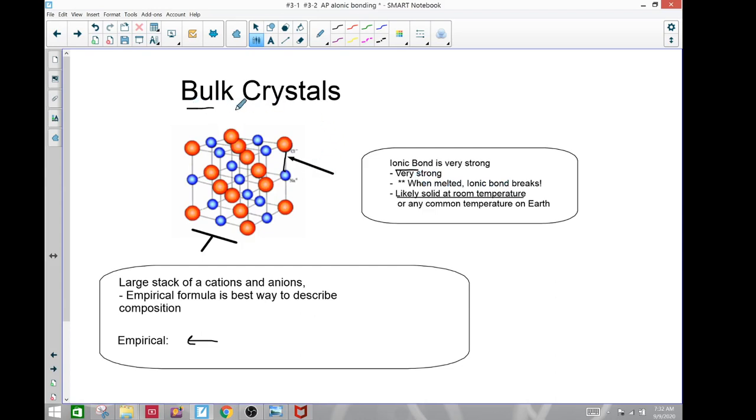So bulk crystals, one of the most unique properties of this, is just that it's a bulk crystal. Okay, and it's empirical. This is the ionic compound right here. This is what breaks. So it's such a strong bond that it is likely a solid at room temperature, and likely solid at pretty much almost any temperature on Earth, definitely on the surface. Okay. Bulk crystal, one of the most commonly tested, it has to be understood properties of ionic compounds. They're not molecules. Okay. So again, simplest ratio.